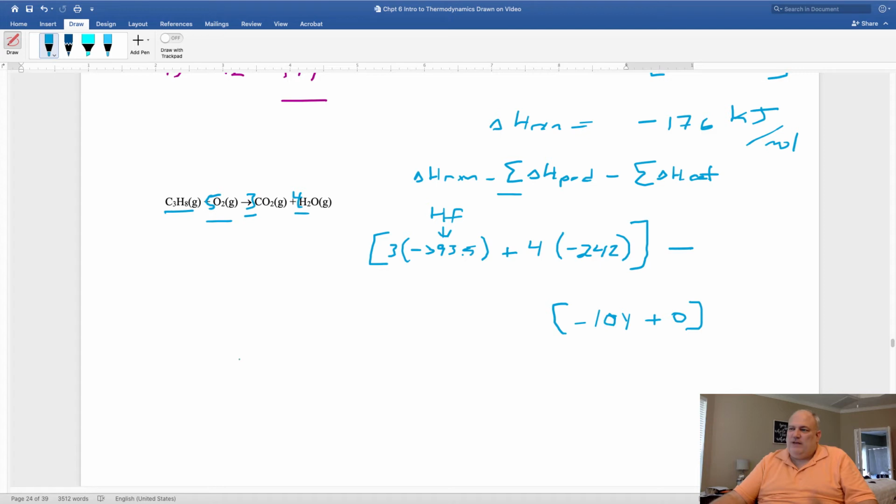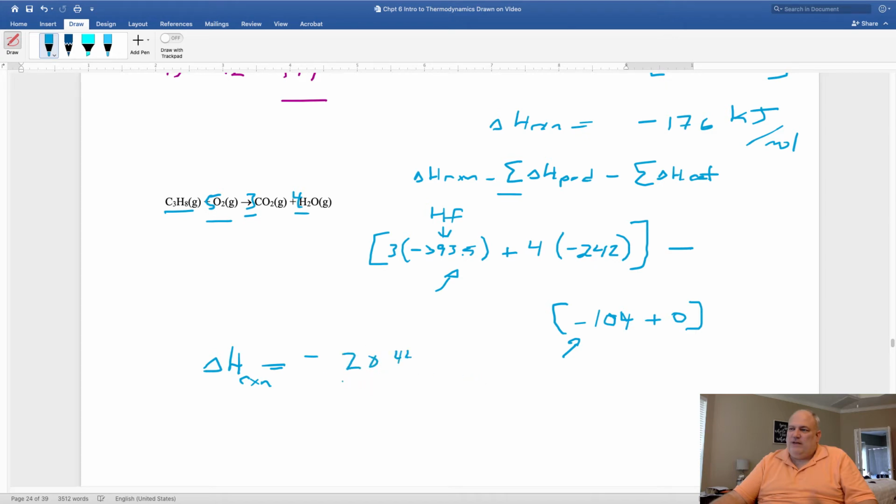Now, when I add everything up and then I subtract, so these are my products all over here, and these are my reactants. When I subtract them all from each other, I'm going to end up with a change in enthalpy. Whenever you do this for a reaction, we always like to write RXN, just to let everyone know that it's for the entire reaction.